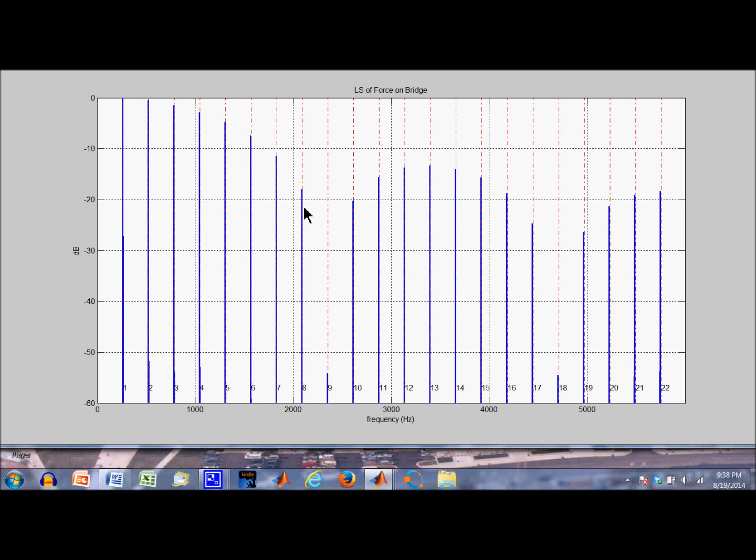The ninth harmonic of the force is basically zero. It's 55 dB down from the strongest harmonic at 261 hertz. Also, the 18th is diminished, again, greatly compared to the others.